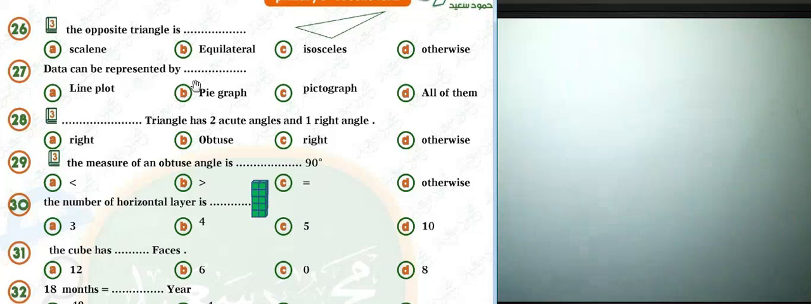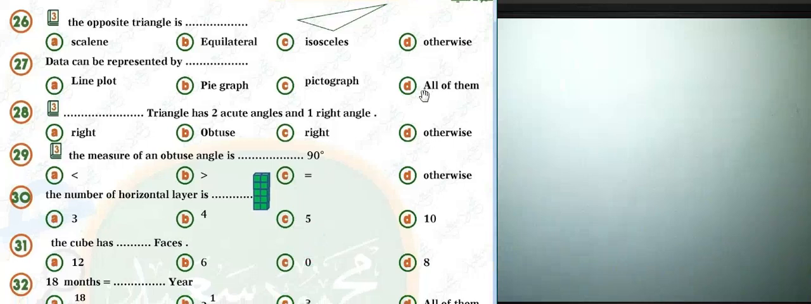Question 27. Data can be represented by a pie chart, or by a line graph, and a bar graph. Choose letter D, all of them. Choose letter D about question 27.